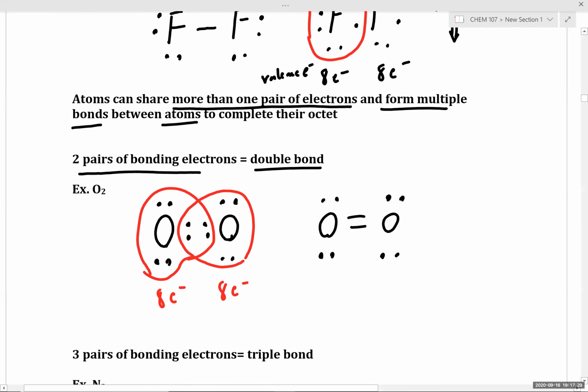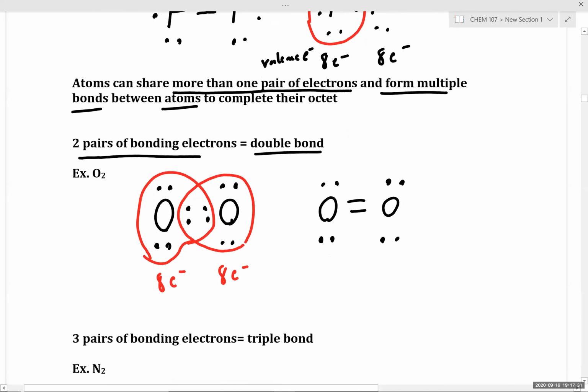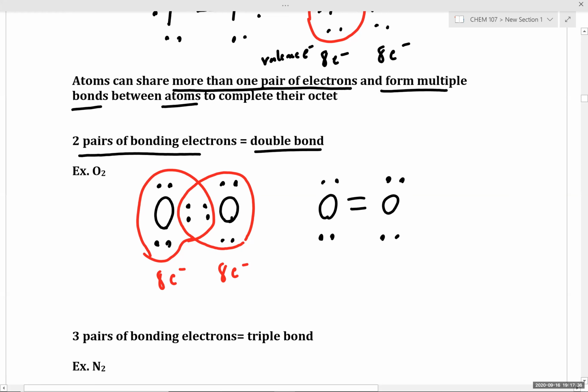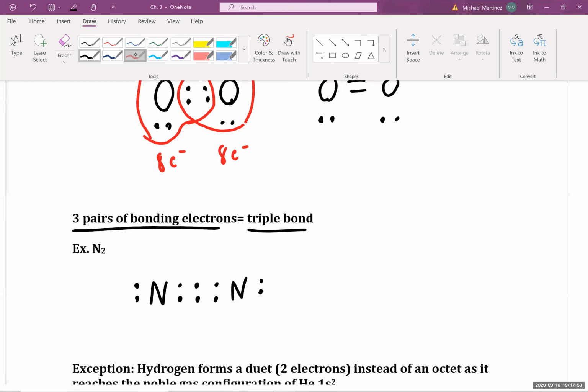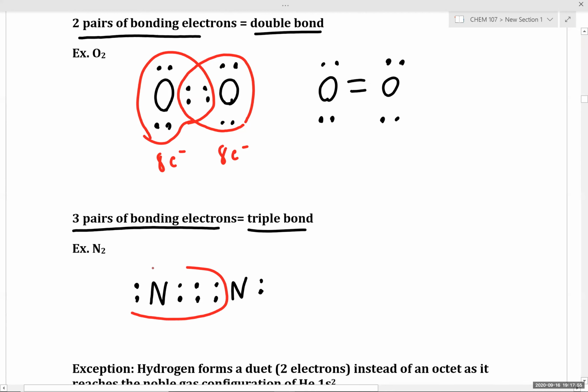No problem. So just like we can share two pairs of electrons and form a double bond, we can take this one step further and share 3 pairs of bonding electrons and form a triple bond. So in N2, for example, we share 3 pairs of electrons to form what is known as a triple bond. So as we can see, each nitrogen atom has 8 electrons to its name.